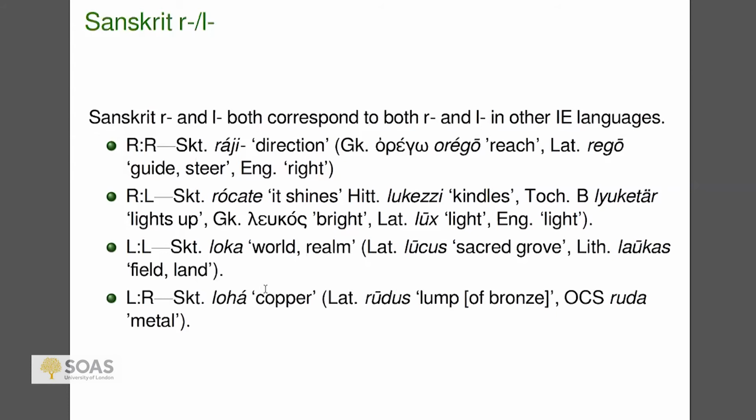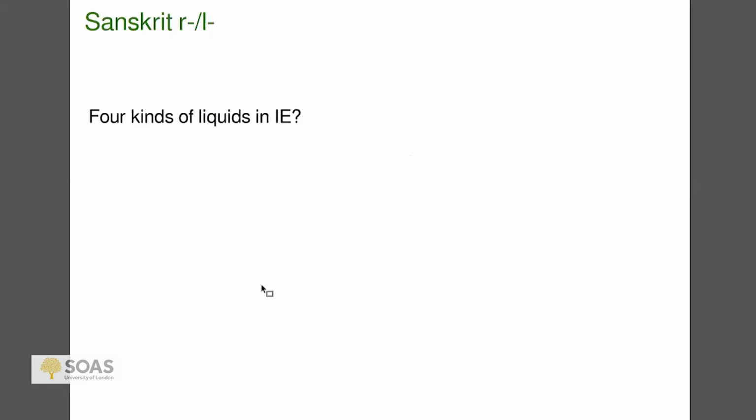So again, according to the textbook version of the comparative method, we would have to set up a different proto segment for each of these in Indo-European. So the R-R one would clearly be an R, and the L-L one would clearly be an L, but then what about the R-L and the L-R? So four liquids in Indo-European? Well, no.